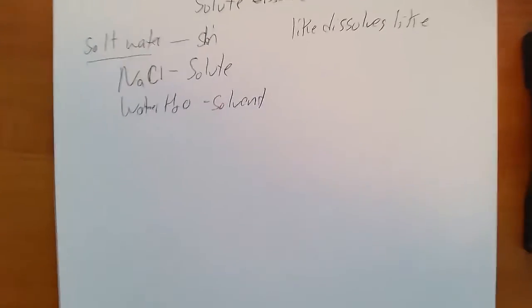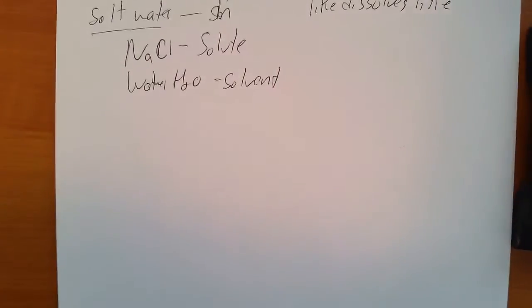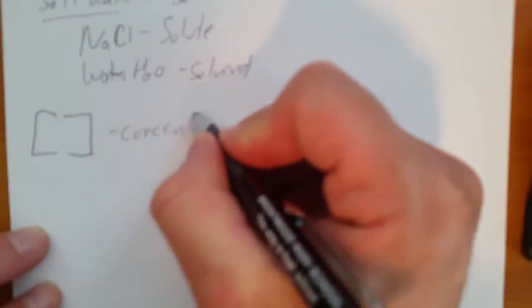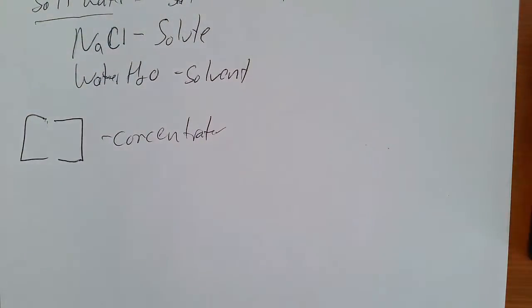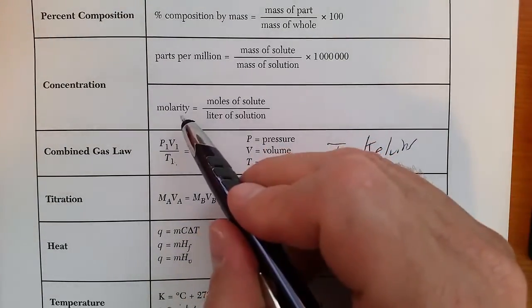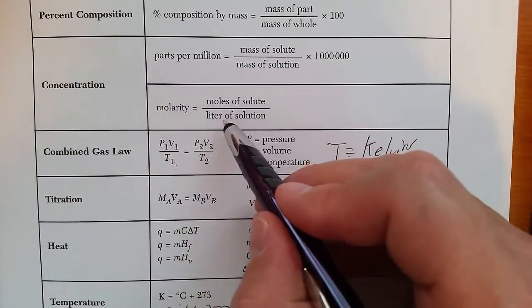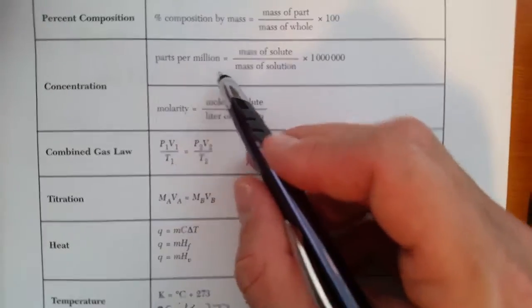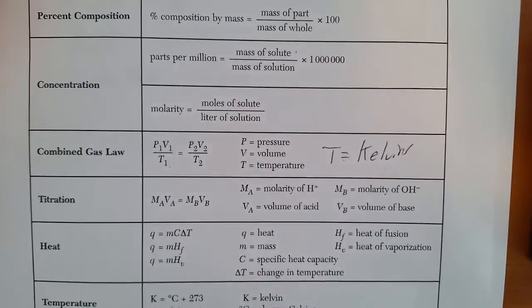Back down. We're also talking about concentration, which deals with how much solute will dissolve in a solvent. Right? Concentration. The symbol for concentration is these double brackets. We use two things from table T for concentration. We use molarity, which is moles of solute per liters of solution, and parts per million, which is mass of solute divided by mass of solution times 1 million, or 10 to the sixth.